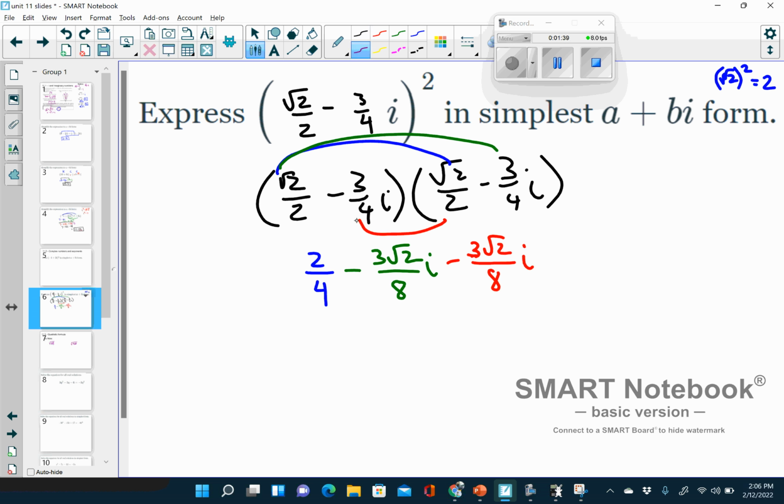And last, negative times a negative is going to give me a positive. 3 times 3 is 9. Okay, 4 times 4 is 16. And i times i is i to the second power.